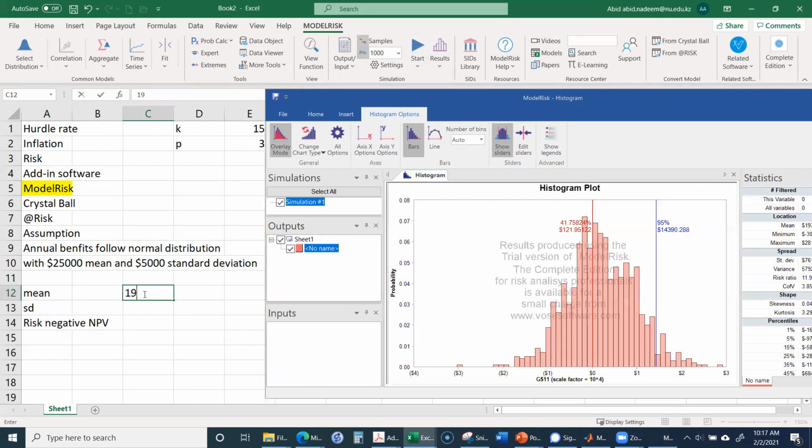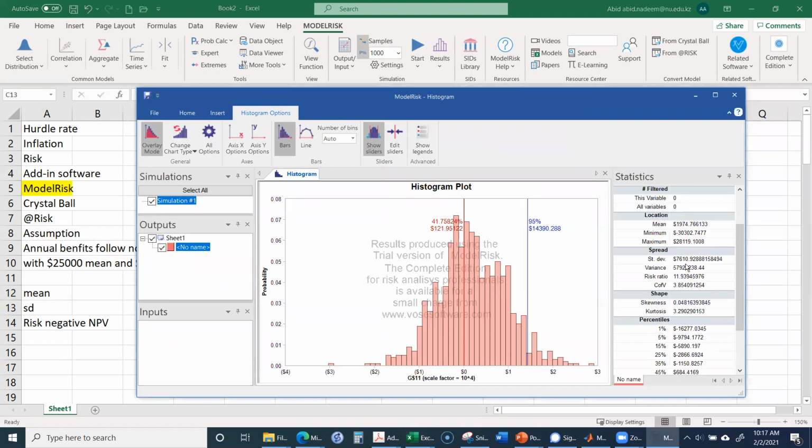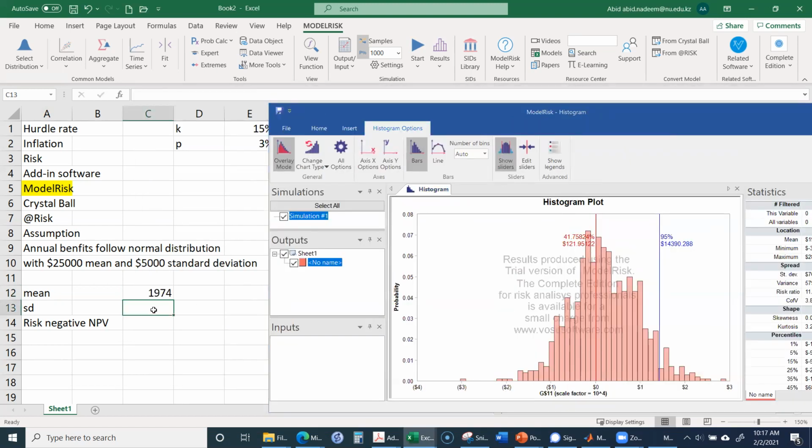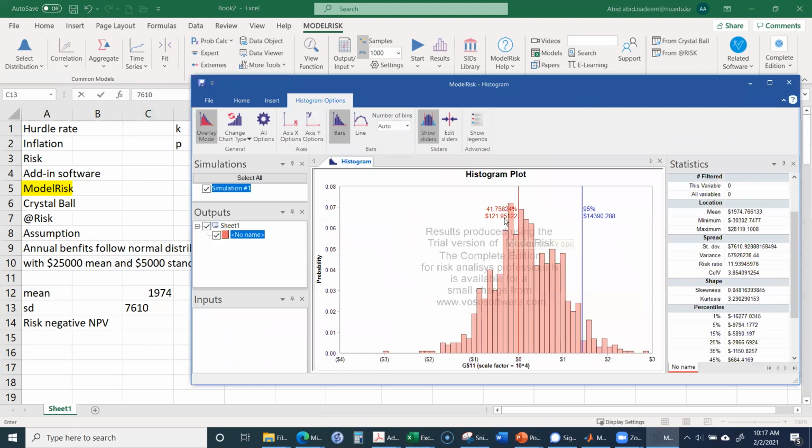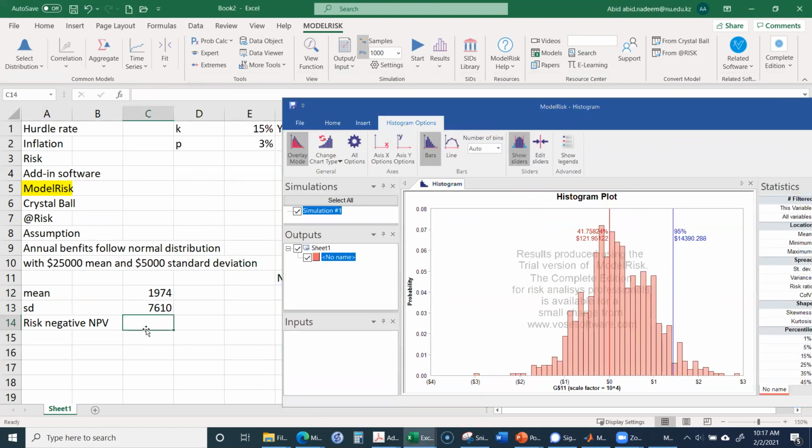The mean is 1974, which is positive, but the standard deviation is high. The standard deviation is 7610. And the risk for the negative, that is, the probability for negative net present value, is 41%.